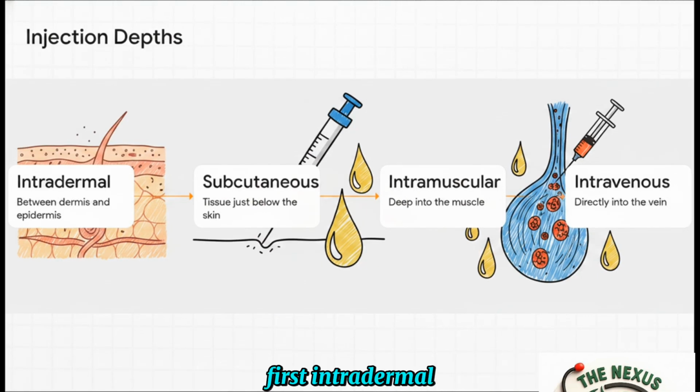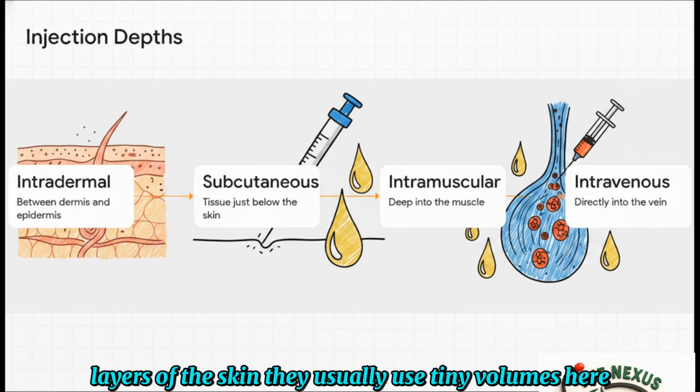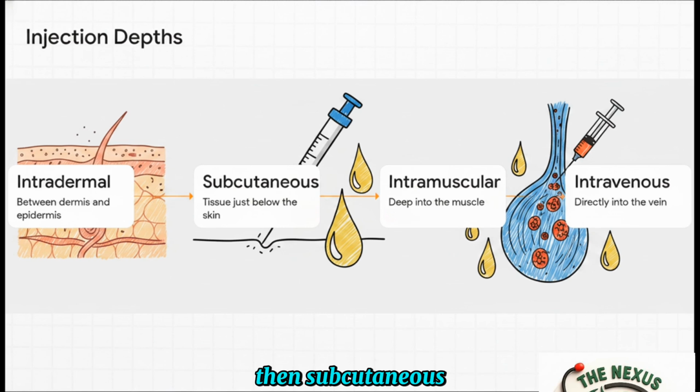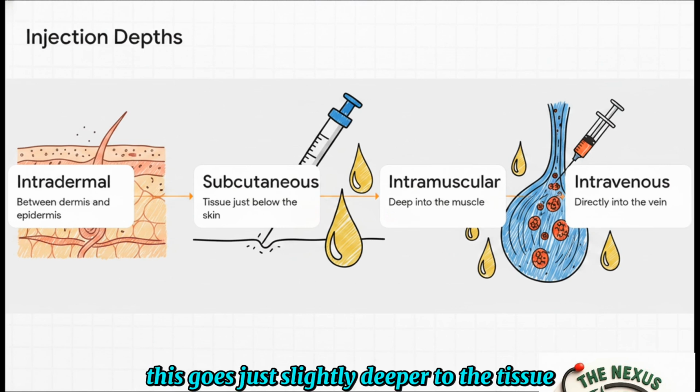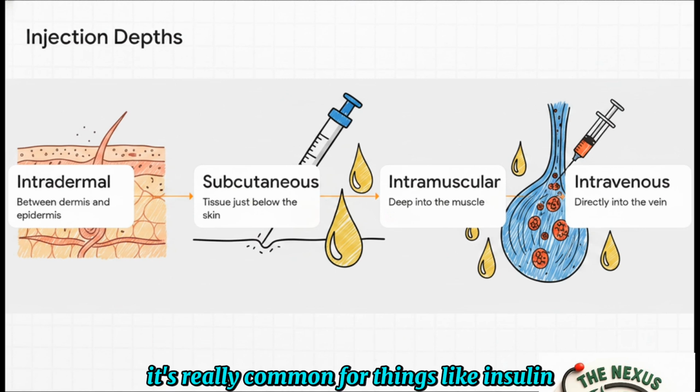First, intradermal. This goes right between the inner and outer layers of the skin. They usually use tiny volumes here, mainly just to test for reactions, like a TB test. Then, subcutaneous. This goes just slightly deeper, to the tissue right below the skin. It's really common for things like insulin.